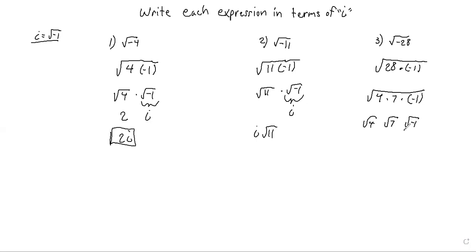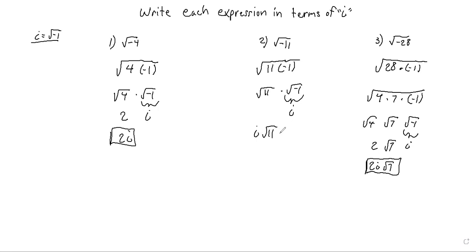We all know this by now that square root of -1 is going to give us I, right? Square root of 7 is not a perfect square, so we're going to leave it as is, right? And then the square root of 4 is going to be 2. So we put this together, we're going to go 2 times I times the square root of 7, which would be our answer.